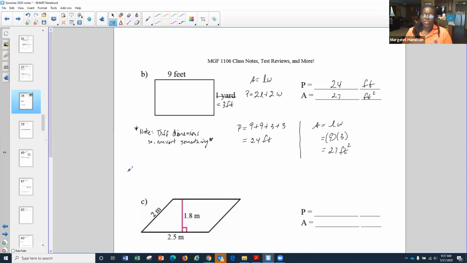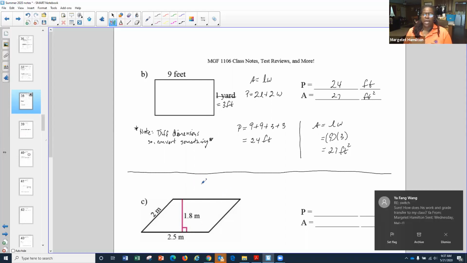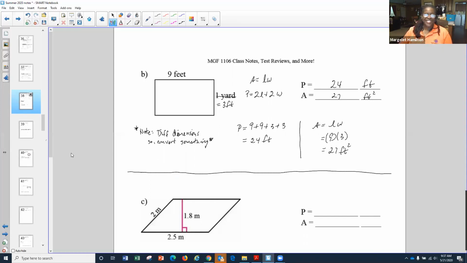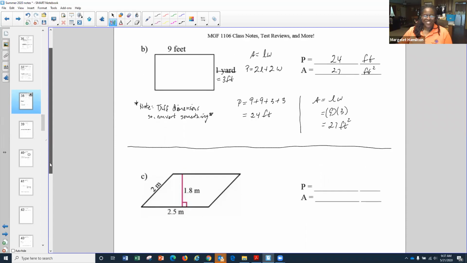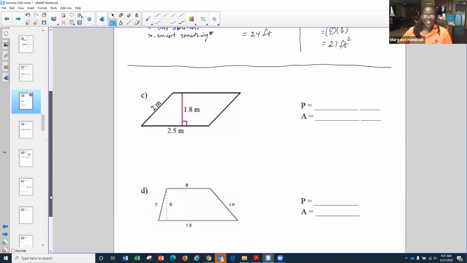So important, so very important to pay attention to the dimensions, to make sure that they are all the same dimension before you get started. Otherwise, your answer will surely come out to be what we call wrong. We don't want that. Okay, so watching that. All right, let's try this next one.